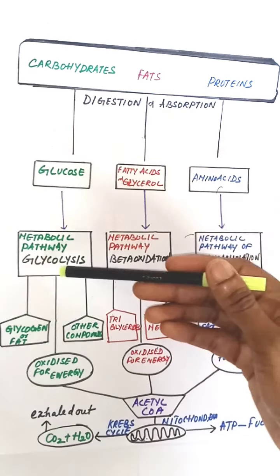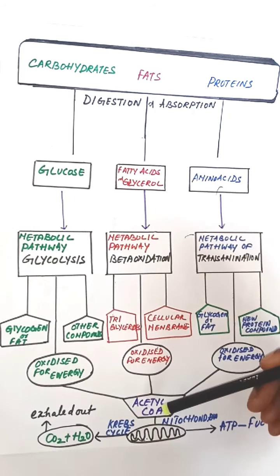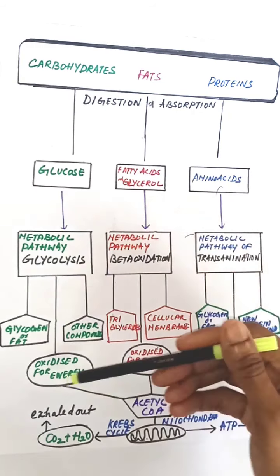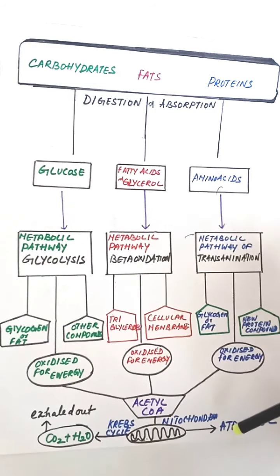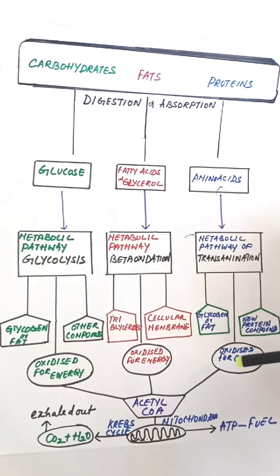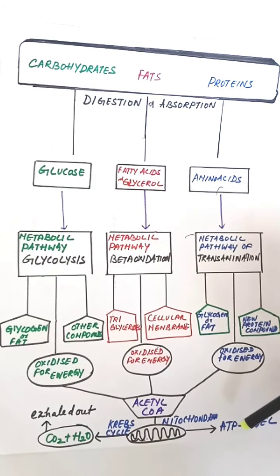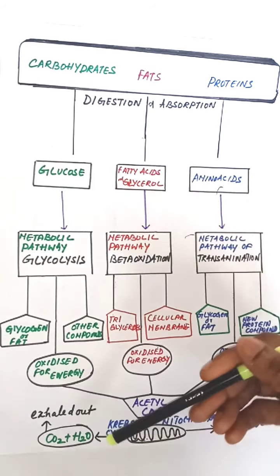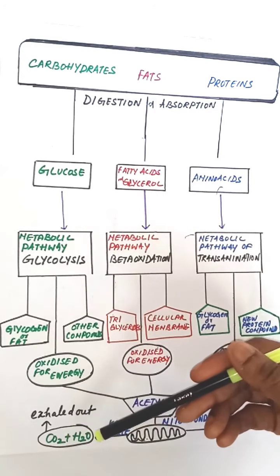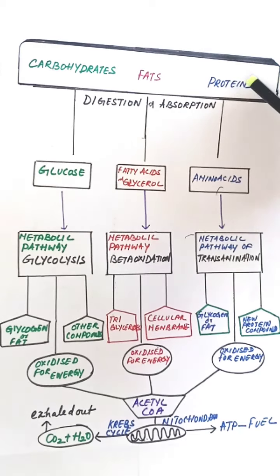In the same way, when there is no glucose and not enough fat, these proteins can also be oxidized for energy and get converted to acetyl-CoA. So the final thing: if you need ATP, whether it is glucose or fat or protein, it has to be converted to acetyl-CoA. This acetyl-CoA enters the Krebs cycle and generates ATP, the energy currency of the body, and the byproducts are the same, carbon dioxide and water. So this is the fate of carbohydrates, fats and proteins which we take in our food.